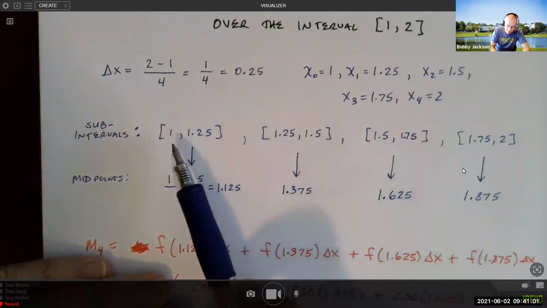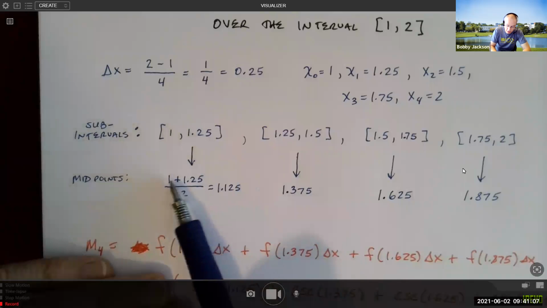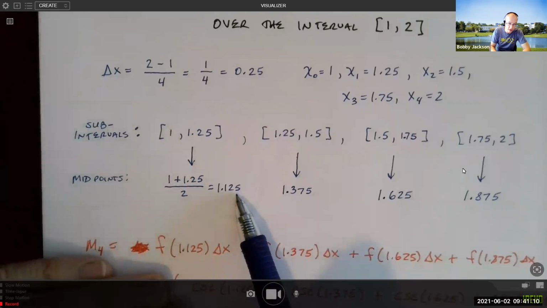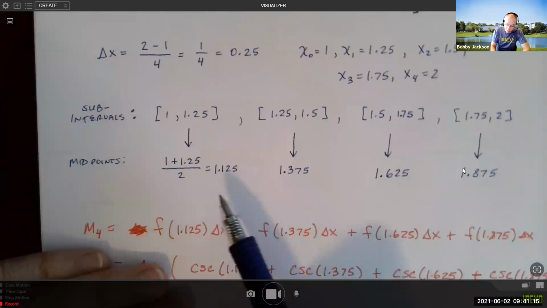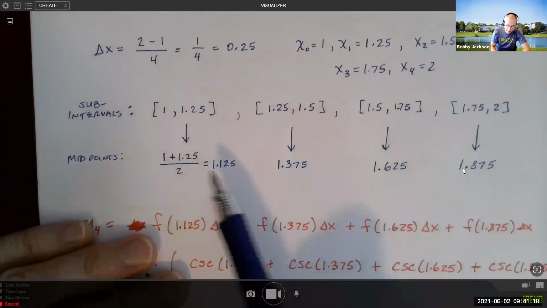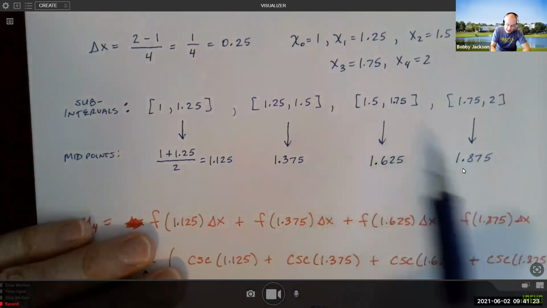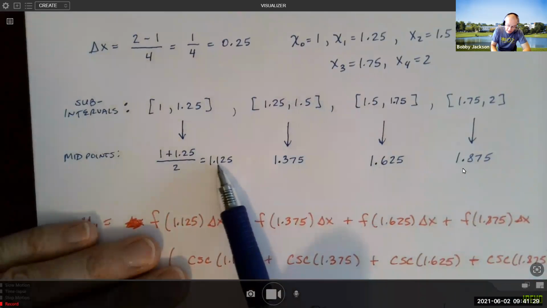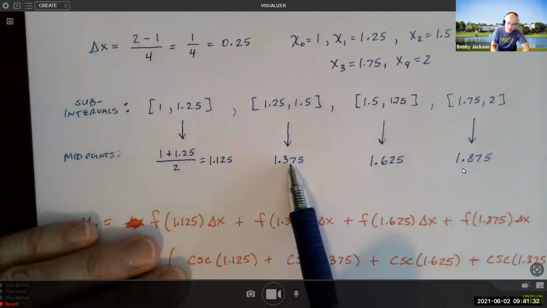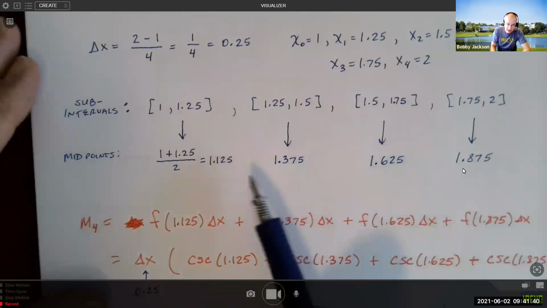It's simply the average of the left and right endpoints for each subinterval. So I add 1 to 1.25, divide by 2, I get 1.125. Again, I add the 2 together and divide by 2, and you could do that for each interval. Now here's a little trick. The difference between each of these midpoints is exactly equal to delta x. So when you find this first one, if I just add 0.25 to 1.125, I get 1.375. So just add 0.25, add 0.25, add 0.25. Okay, so that gives you your midpoints.